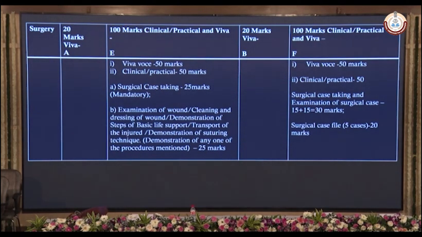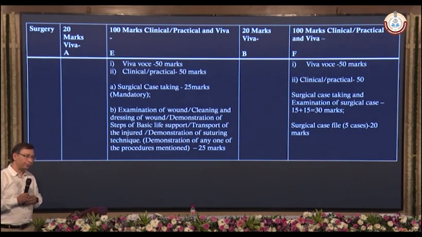In TT2, 50 marks of Viva and 50 marks, 30 marks will be of surgical case taking, examination of surgical case, and 20 marks will be of your surgical 5, that is journal. So journal 20 marks. Second year it is 5. Second year it is 5.